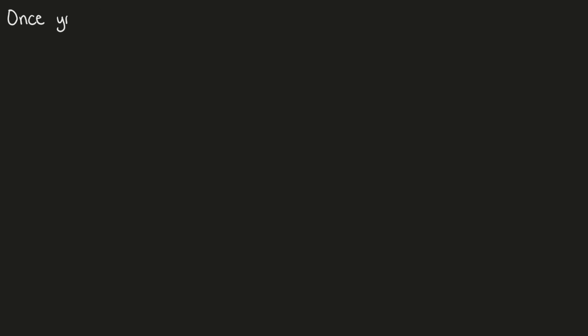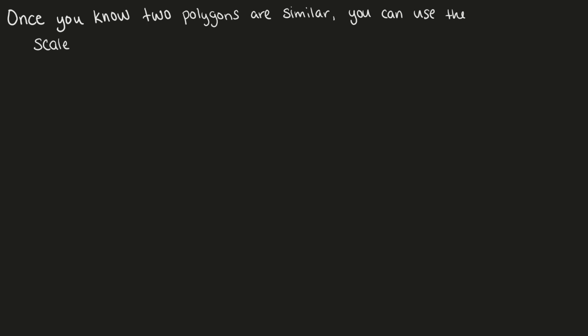Once you know two polygons are similar, you can use the scale factor to find the missing sides. So to find our scale factor between two polygons, we're using the proportion of our sides.